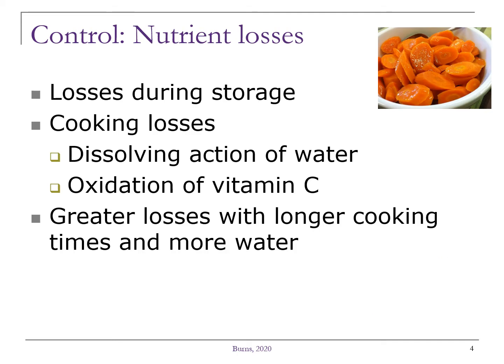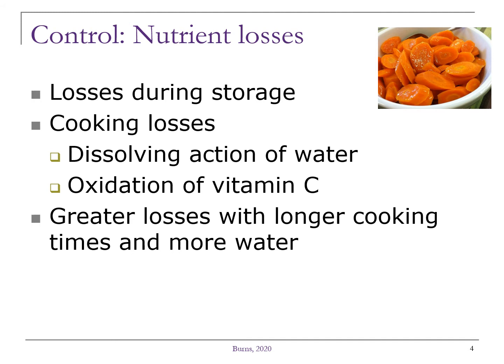The second factor to control is the amount of nutrient losses, both in storage as well as in the cooking process. As the fruit or vegetable ripens, the nutrient content will shift. The amount of loss varies based on a variety of factors. We can control most of these losses by using produce at its peak of ripeness.